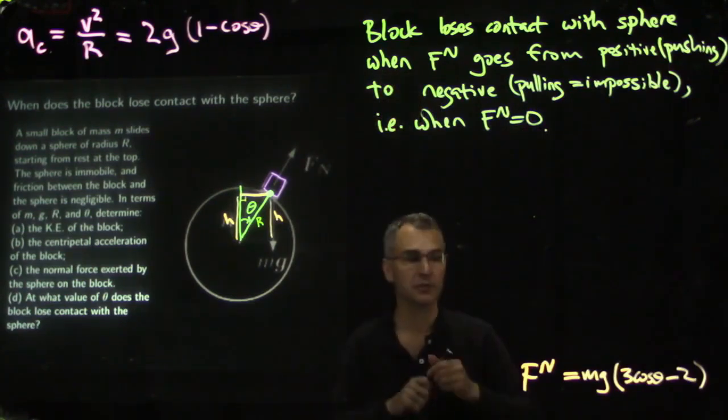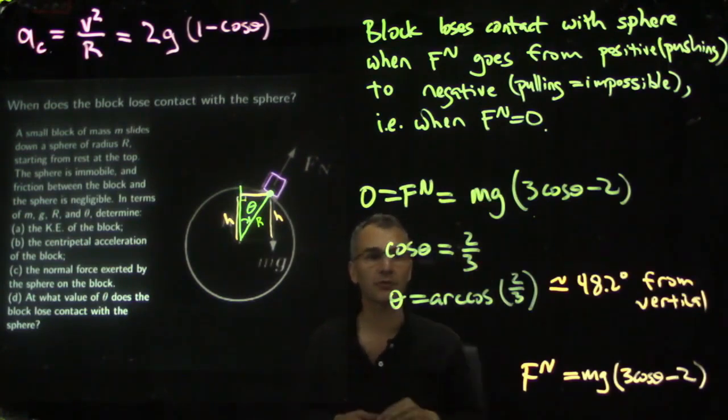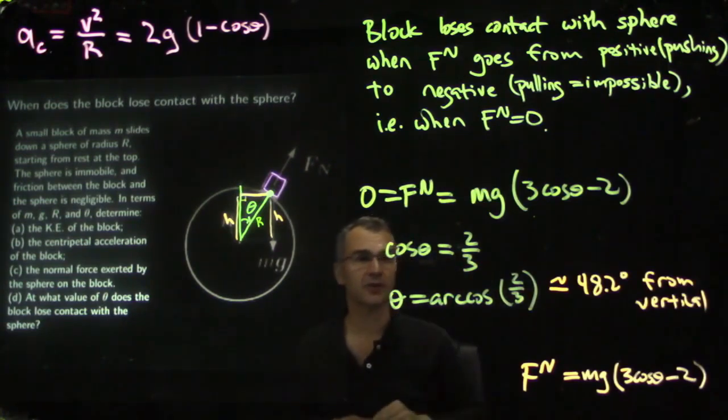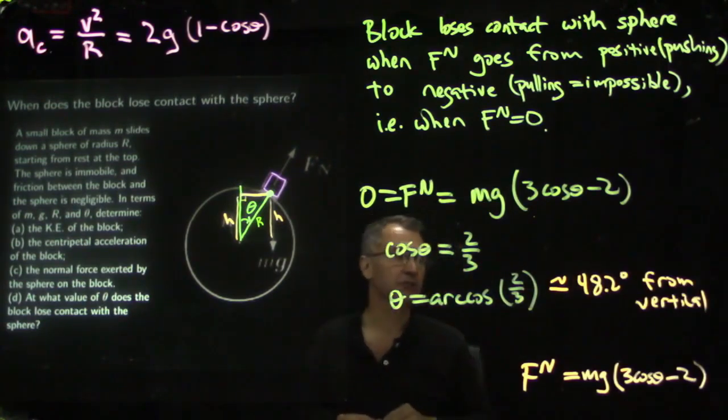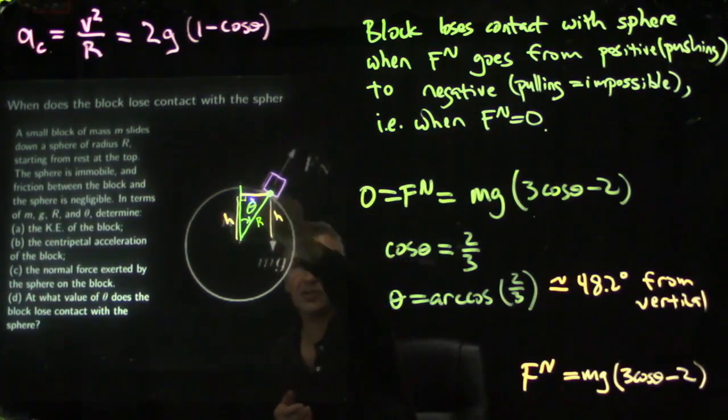Let's figure out when F normal equals 0. The block loses contact with the sphere when cosine theta equals 2/3. In other words, when theta is arc cosine of 2/3, which is about 48 degrees down from the vertical. So actually the block loses contact with the sphere sooner than you might guess. I guess that's because it's gaining speed as it goes down. So somewhere around here it seems to lose contact with the sphere.